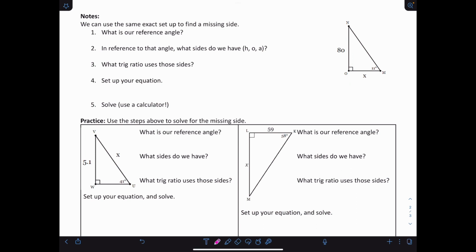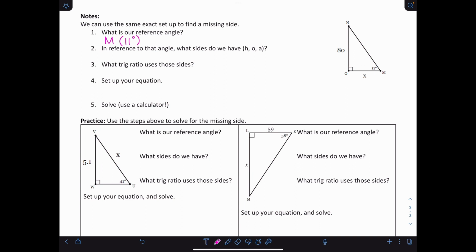There are a couple guiding questions to help you set up your problem. What is our reference angle? The only angle that we have labeled here, the one that we're focusing on, is the corner labeled M, or you might also write that it's the angle that's 11 degrees.